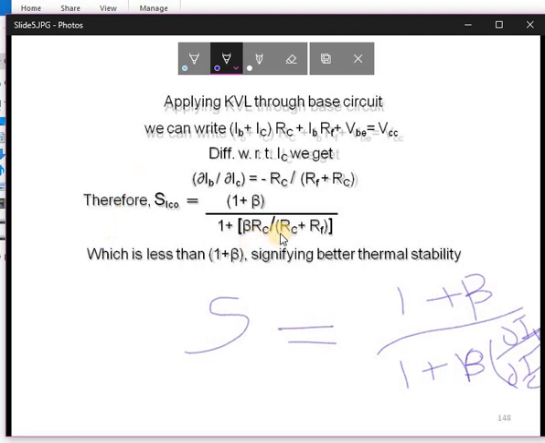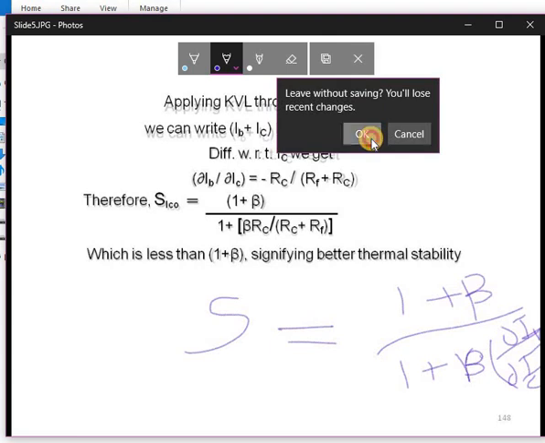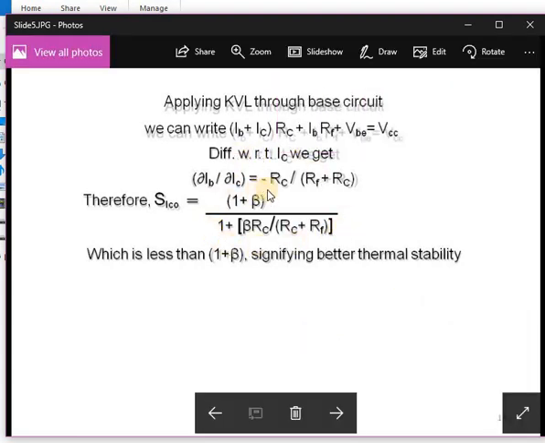So due to this stability factor in terms of RC and the base resistor, and due to changes of dou IB by dou IC, the stability factor is less than 1 plus beta. What we learned in previous biasing sessions was that the stability factor equals 1 plus beta. But in this case the stability factor is less than 1 plus beta, which signifies better thermal stability. So due to the changes in dou IB by dou IC, the stability factor is going to be less than 1 plus beta.